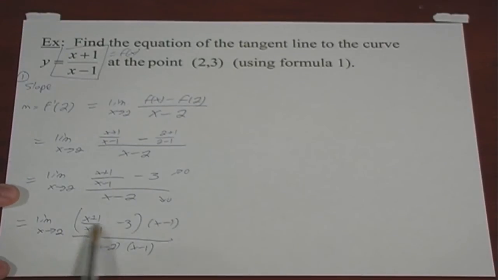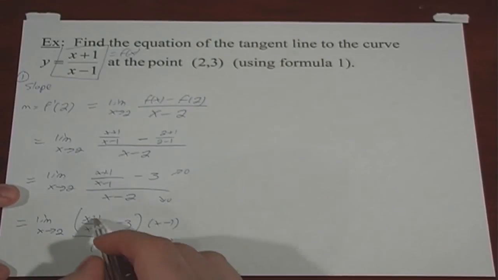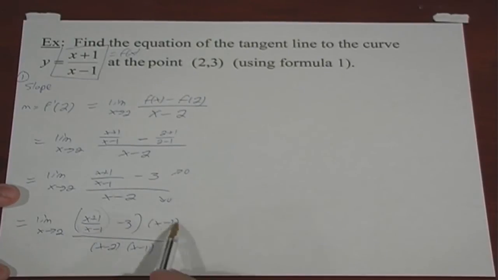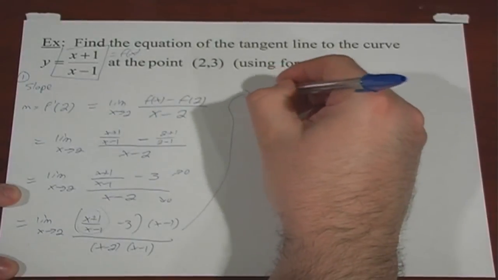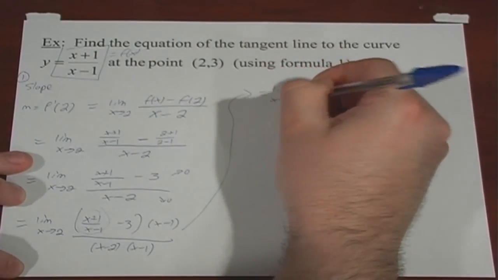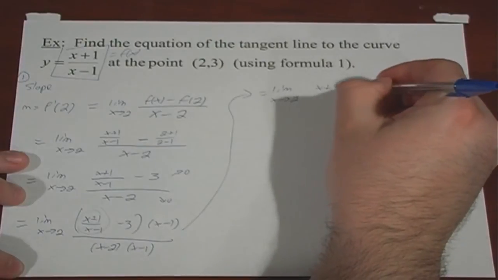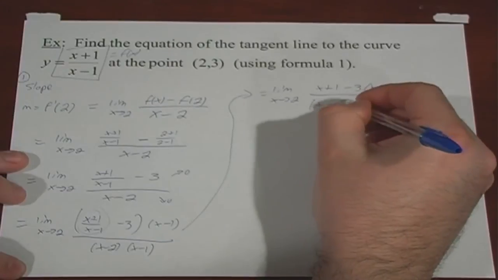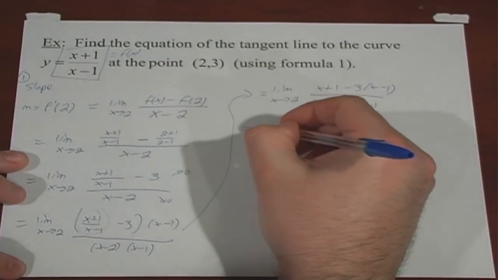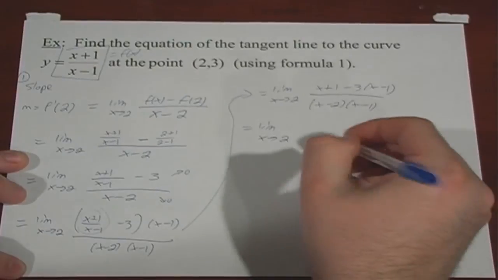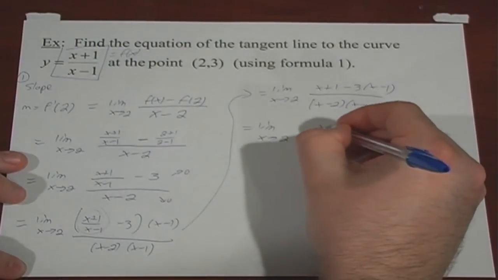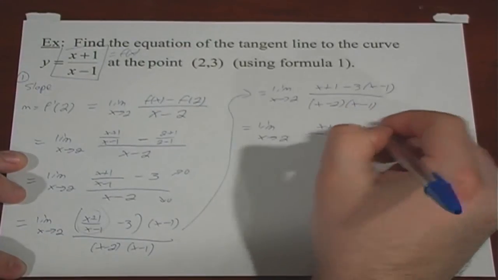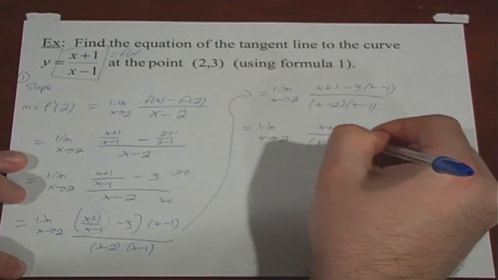Now I'm going to distribute the x minus 1 over here. When I multiply this expression times x minus 1, the x minus 1's cancel, and I just get x plus 1. And then when I multiply this, I'm going to have to distribute the negative 3 times all that. Let me go over here. This is limit x goes to 2. Okay, so x plus 1 minus 3, x minus 1. I'll distribute the minus 3 in the next line. Here we have x minus 2, x minus 1. Okay, so now x plus 1 minus 3x plus 3 over x minus 2, x minus 1.